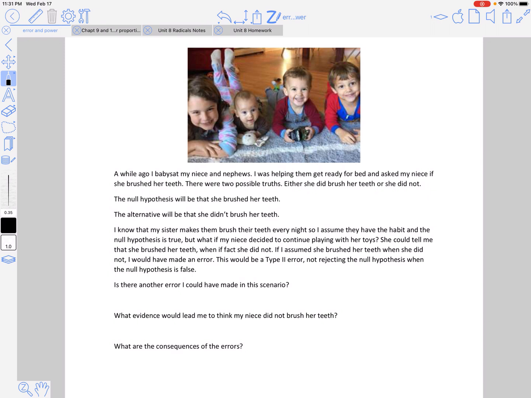But if I assume that the null's true and she did not brush her teeth, obviously I made an error. This is called a type 2 error. I did not reject the null hypothesis when the null hypothesis was actually false, right? So the null hypothesis was that she brushed her teeth, I assumed that was true. She did not. Type 2 error.